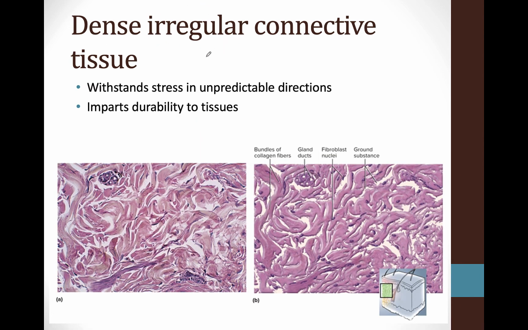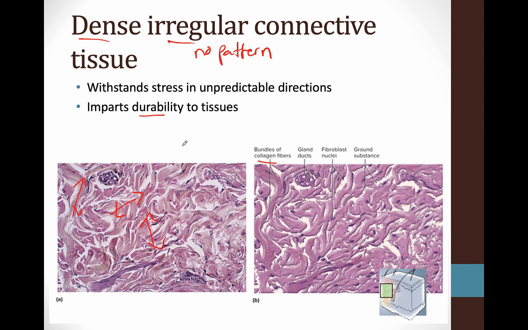Dense, irregular connective tissue. So dense, again, it's close together. If you look, there's a ton of collagen fiber bundles close together. But if I asked you to draw a line through it, like the last picture, you probably wouldn't know where to start. So these are irregular. They don't have any kind of pattern like the regular connective tissue did. So a dense, irregular connective tissue is made mostly of collagen, again, and it's going to resist stretching in all directions. So these collagen bundles are going to help resist stretching in multiple directions. And so this is going to make a very durable tissue that's very hard to kind of cause damage to.